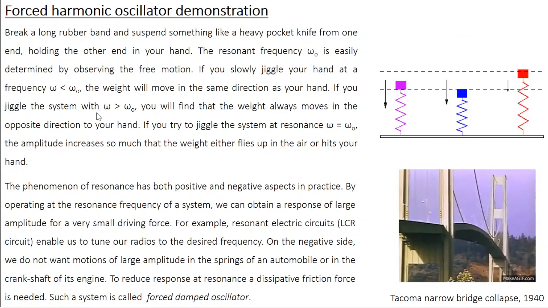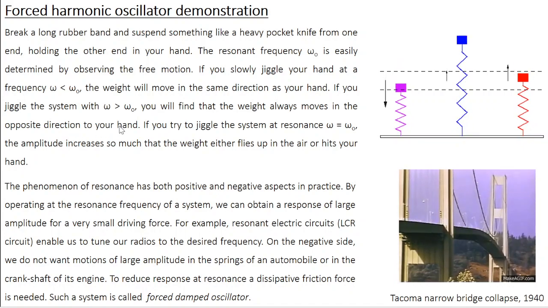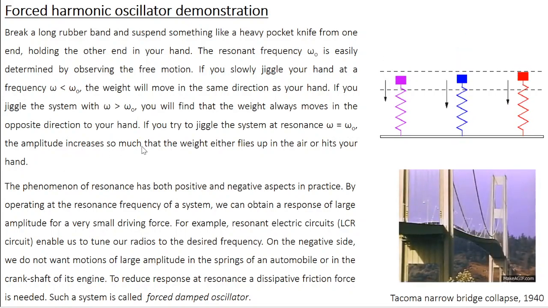Now if you jiggle the system with omega greater than omega naught, driving frequency greater than the resonant frequency, then what happens? The displacement is now pi radians out of phase with the driving force. So you will find that the weight moves in the opposite direction to your hand, as indicated by this red diagram. See, when the force is in upward direction, the displacement is in downward direction. Now if you try to jiggle the system at resonance, omega equal to omega naught, the amplitude increases so much that the weight either flips up in the air or hits your hand, as indicated by this blue diagram.